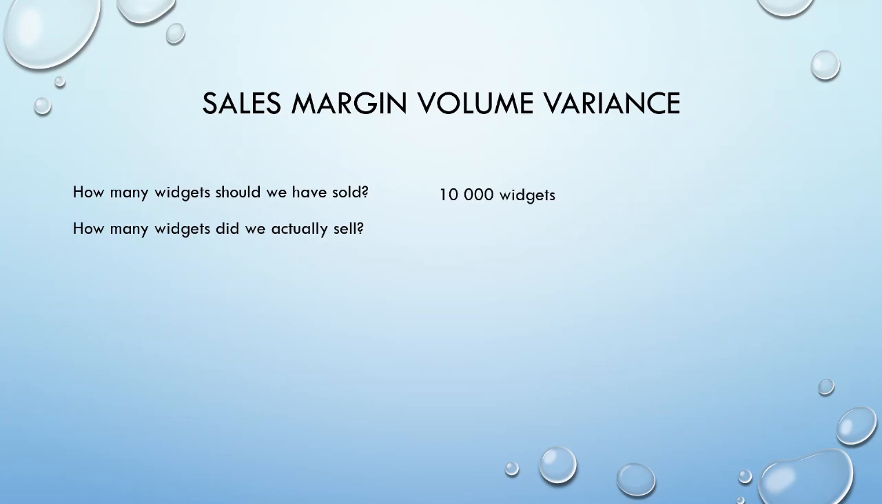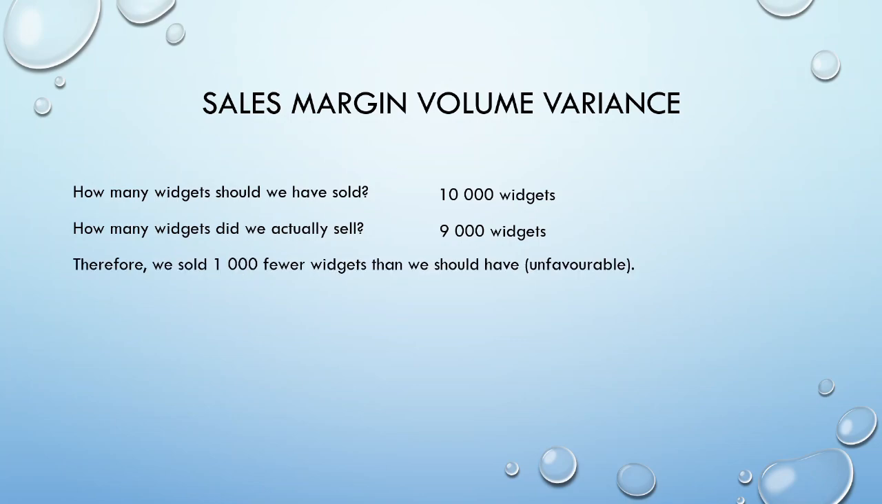However, we actually sold 9,000 widgets. This means we sold 1,000 less widgets than we should have. Because we sold less, we are worse off and it is unfavorable. Now there's an important question we need to ask when we are calculating the sales margin volume variance.